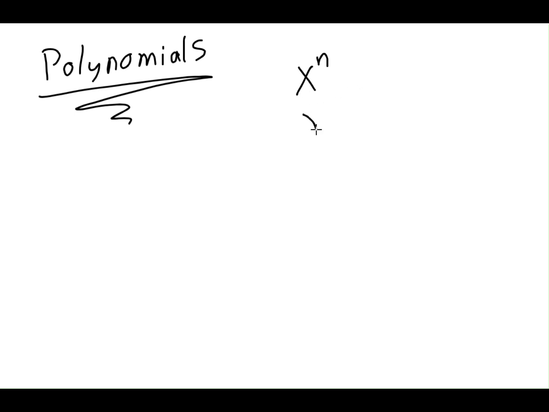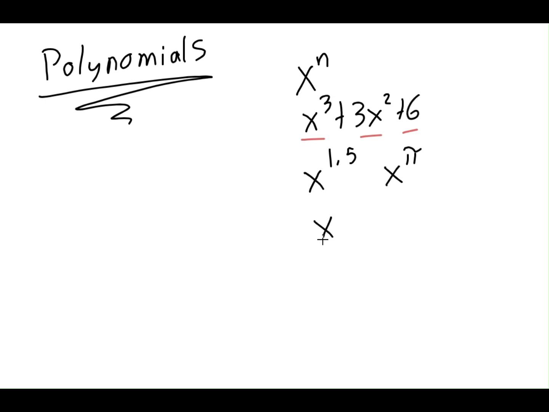So for example, if I have x cubed plus 3x squared plus 6, that's a polynomial because each term is raised to a positive whole number power. Whereas if I have x to the 1.5, that's not a polynomial. Or x to the pi, that's not a polynomial. It has to be to a positive whole number power. So like -2, nope, not a polynomial.